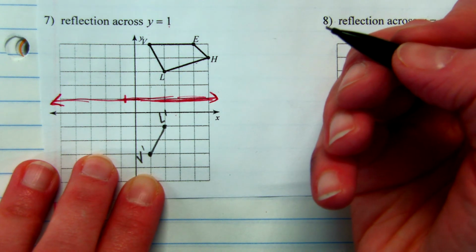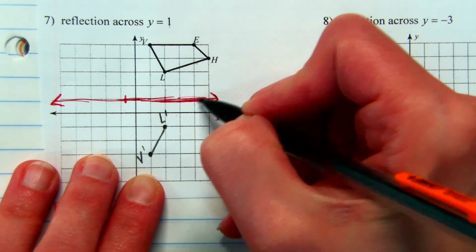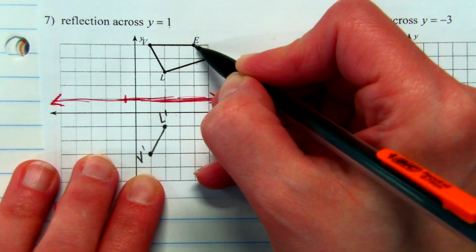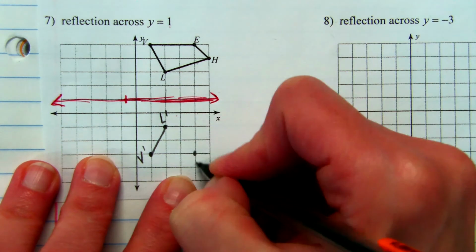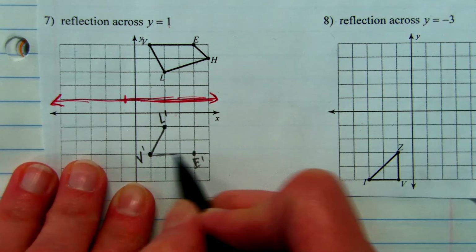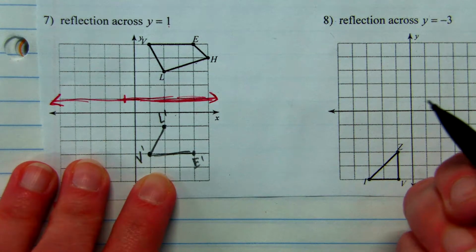So I can start connecting things if that helps you visualize. Then we could go over and do E. So E is also 4 above, so we'll go 4 below. 1, 2, 3, 4. There's E prime. So I can connect that. And then we just need to do H.